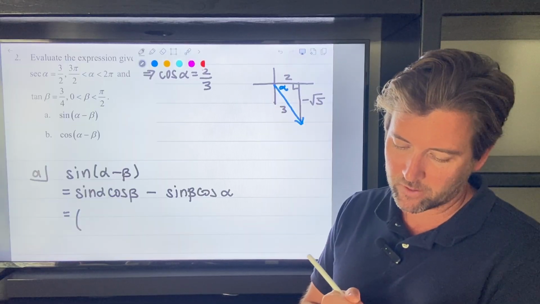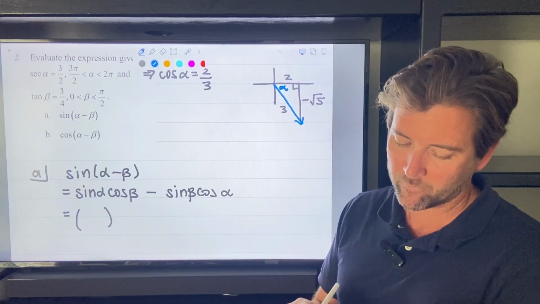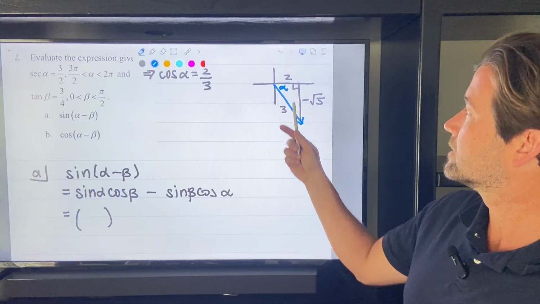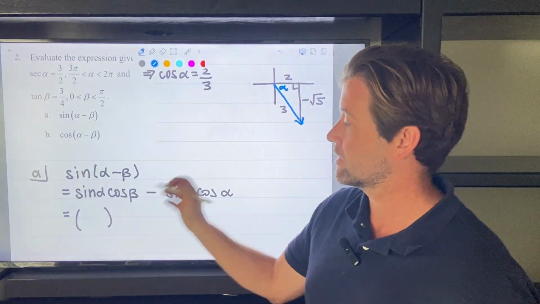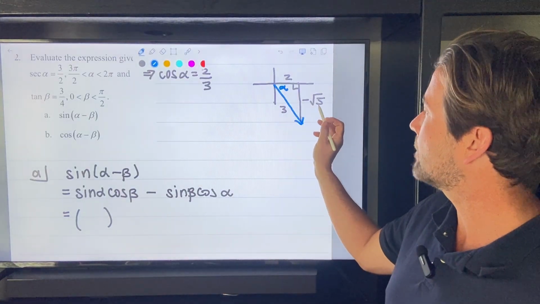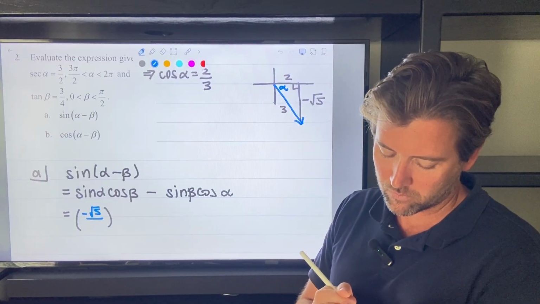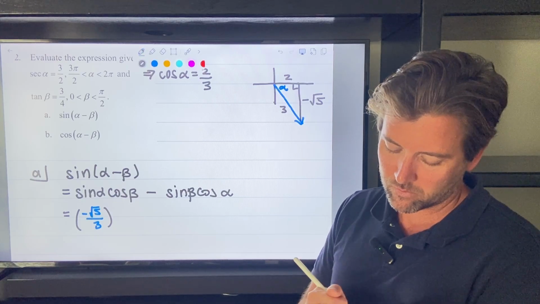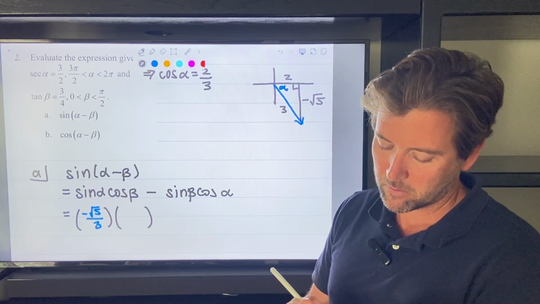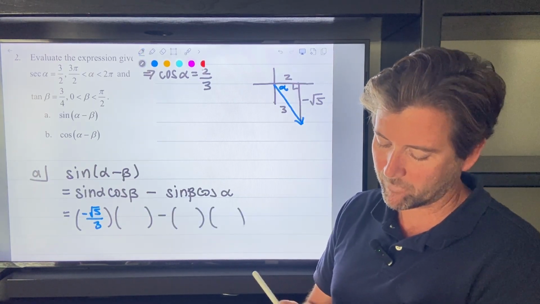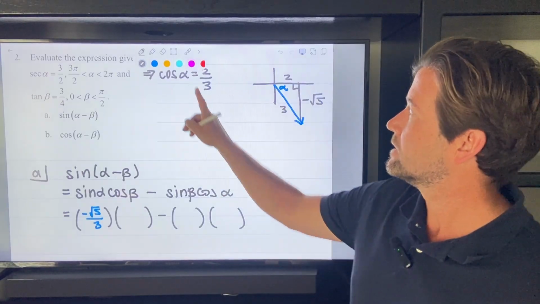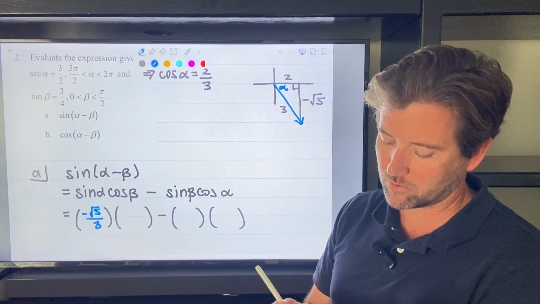That's why it's negative, because we're going down from the x-axis. So the sine of alpha, knowing SOHCAHTOA, given a right triangle, sine of alpha is equal to the opposite over the hypotenuse. The cosine of alpha is equal to 2/3.